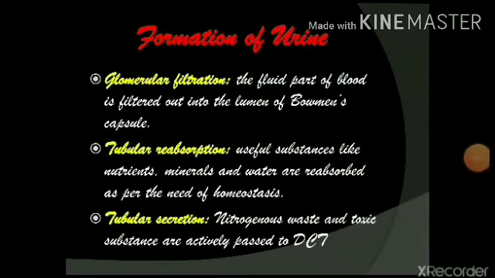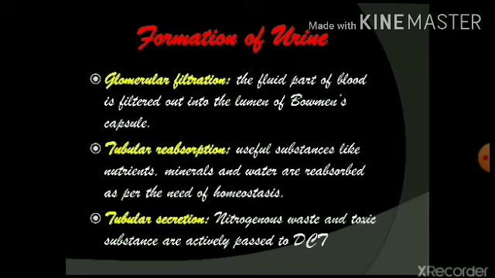So the process of formation of urine is in 3 steps. Number 1, glomerular filtration. It is the filtration of the blood that has been brought by dorsal aorta in the glomerulus, and where it will be filtered into the lumen of Bowman's capsule. Almost complete fluid part, excluding the protein and the cells, will be filtered out from the glomerular filtration.